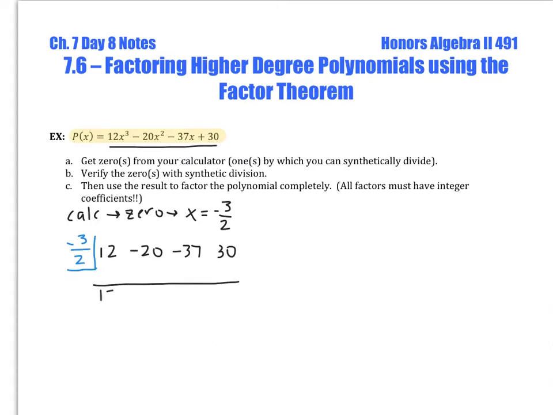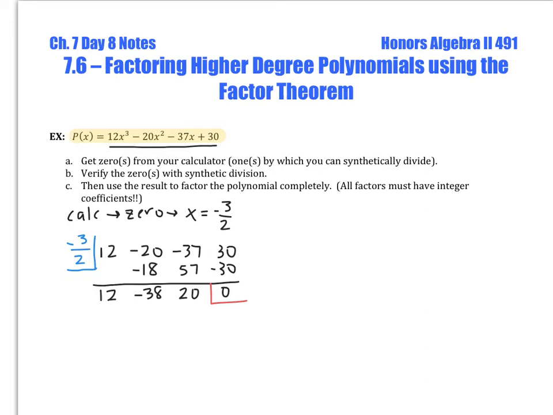When we bring the 12 on down, we've got 12 times -3/2, we're at -18. Adding to -20, we're at -38. Multiplying by -3/2, we're now at +57. Adding, we get 20. Multiplying, we get -30. And we do get a 0 for the remainder. So therefore, we know that -3/2 is a 0.